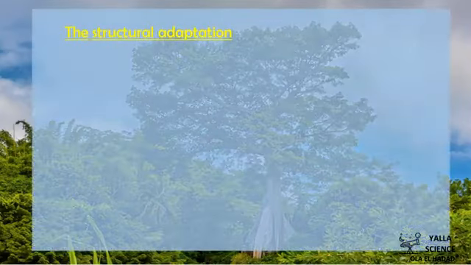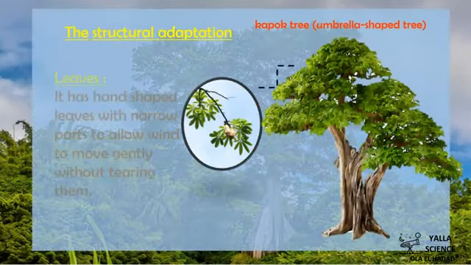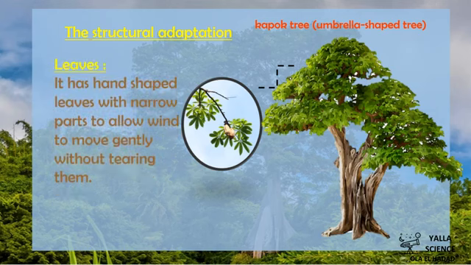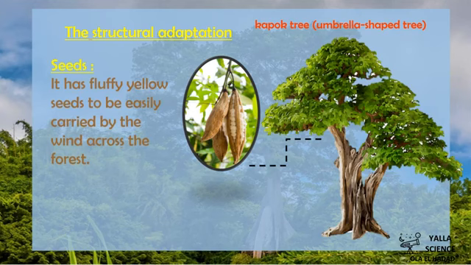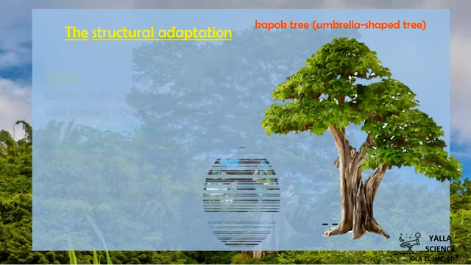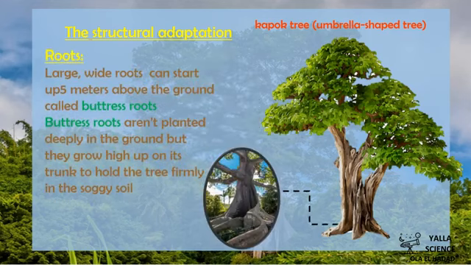What's the structural adaptation of the Kapok tree? It has hand-shaped leaves with narrow parts to allow wind to move gently without tearing them. It has fluffy yellow seeds to be easily carried by the wind across the forest. It has large wide roots.